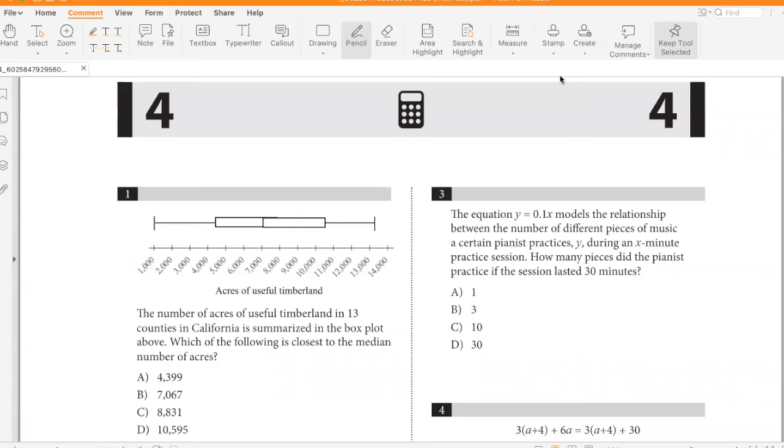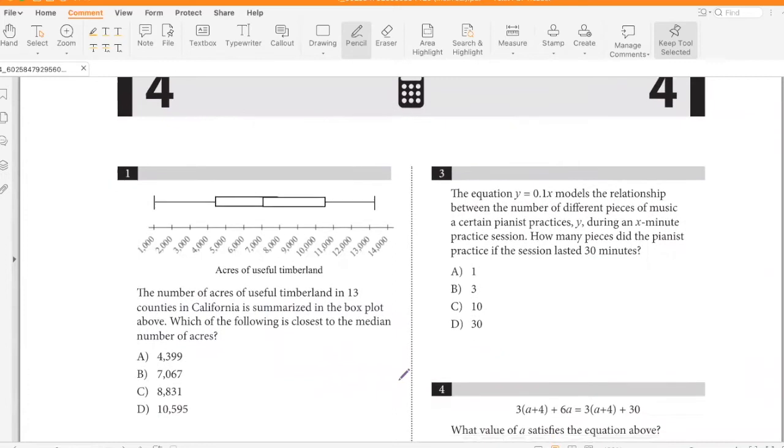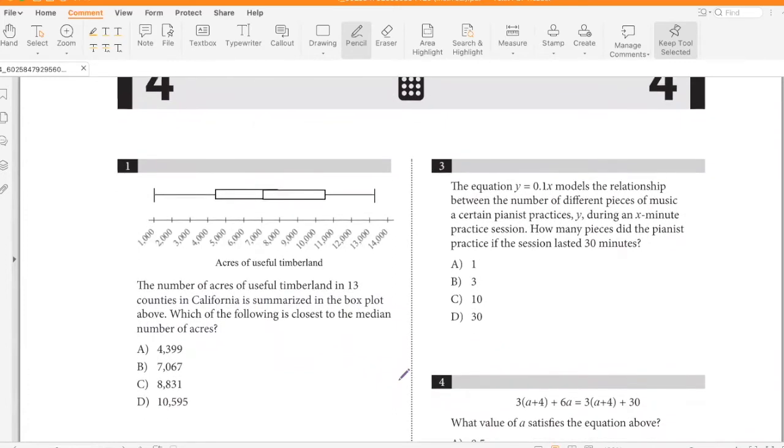Question 1. The number of acres of useful timberland in 13 counties in California is summarized in the box plot above. Which of the following is closest to the median number of acres? So the median is the line inside the box. So that's a little over 7,000. So B.